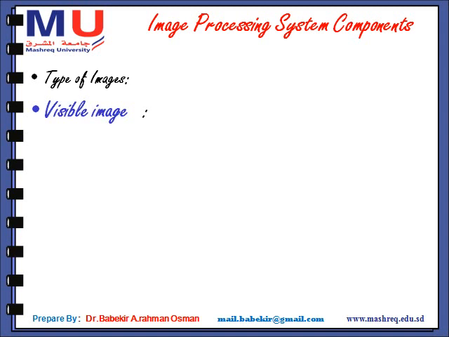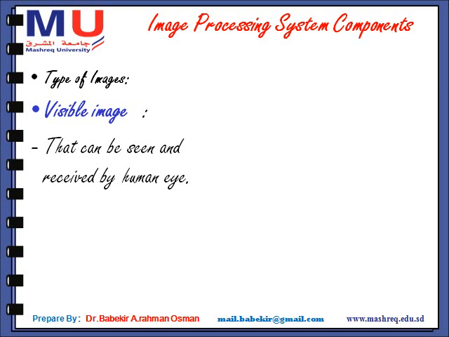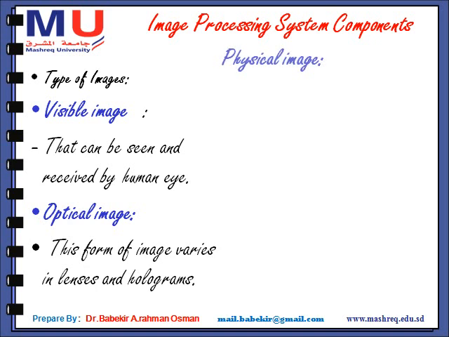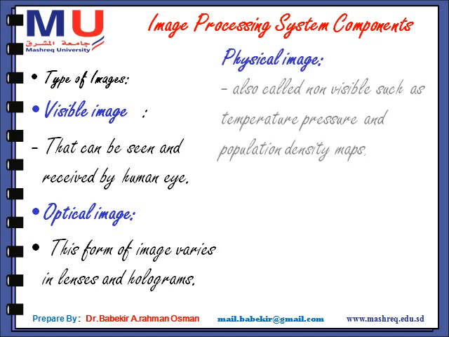The first type is the visible image, which can be seen and received by the human eye. The next type is the optical image, which takes forms such as varying in length and hologram. The third type is the physical image. Physical images, also called non-visible, include temperature, pressure, and population density maps.